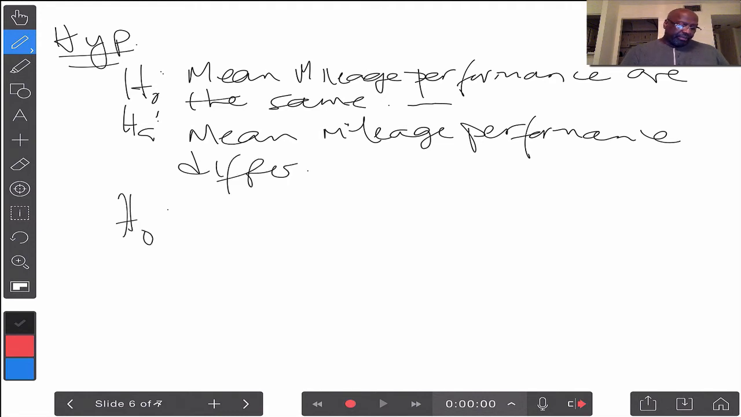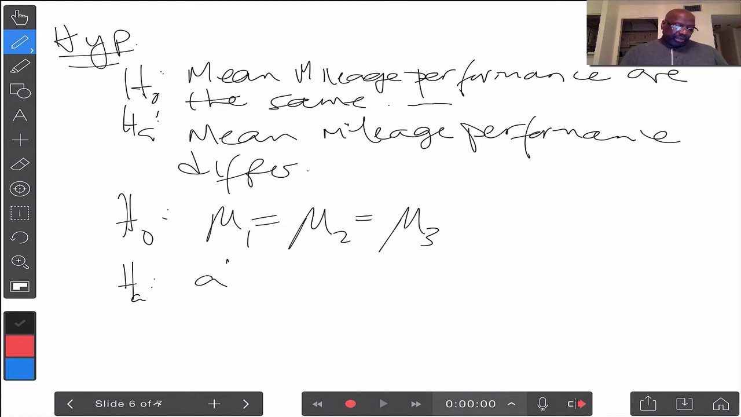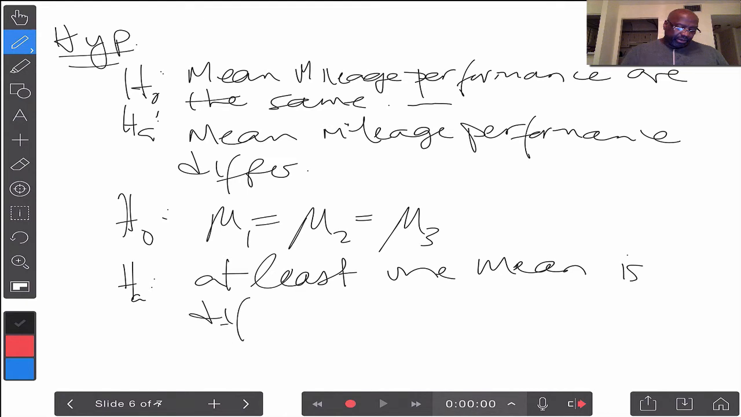So if they're the same, not mu A, it's mu 1, 2, and 3. Mu 1 is equal to mu 2 is equal to mu 3. HA, at least one mean is different. So that's step 1. Cool.